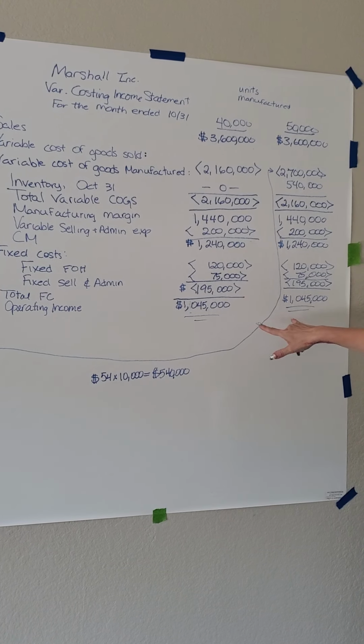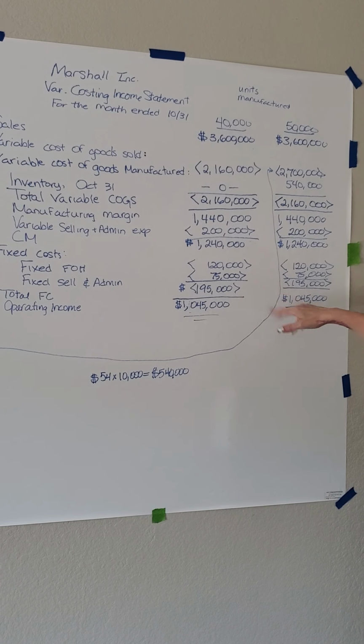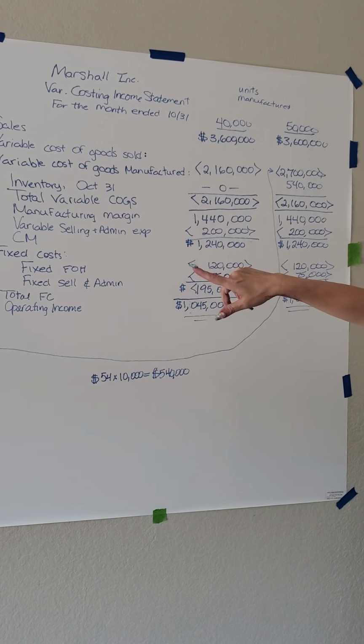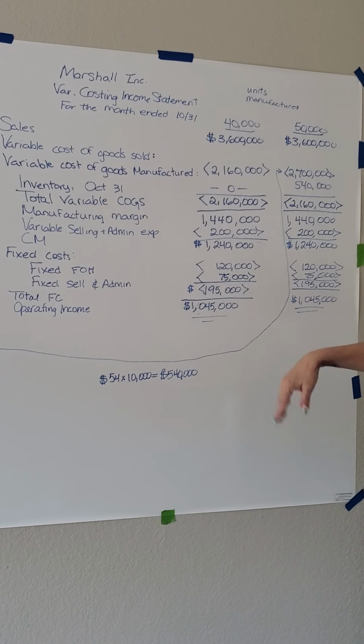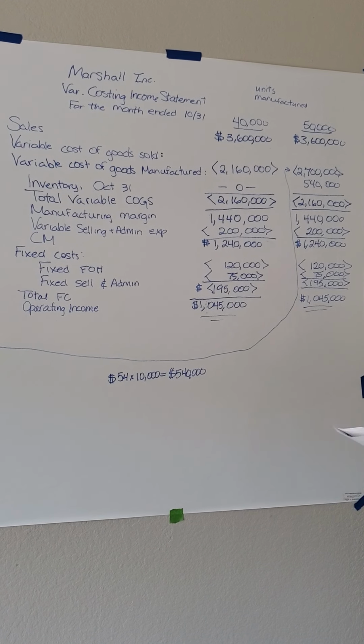So you can see it didn't change here, right? Because we're not hiding any of this fixed factory overhead and inventory like we're doing over there. We're writing it off, and so you see there's not a change in this.